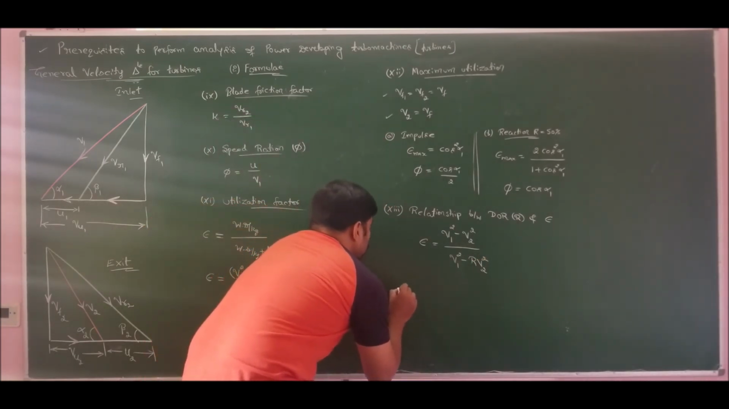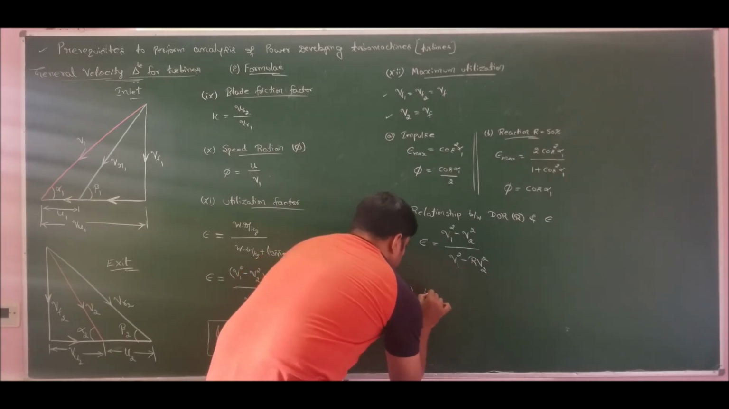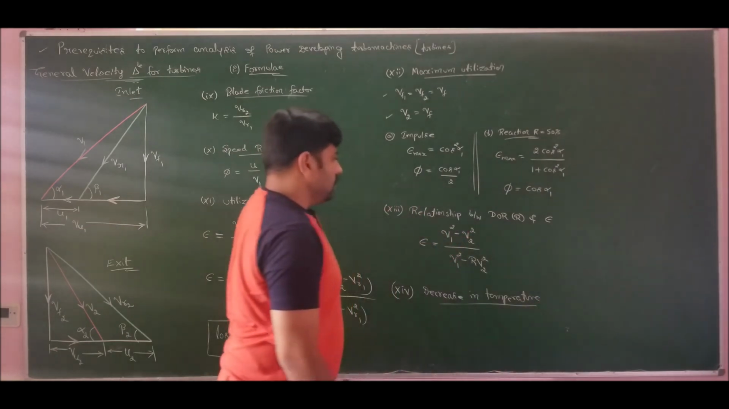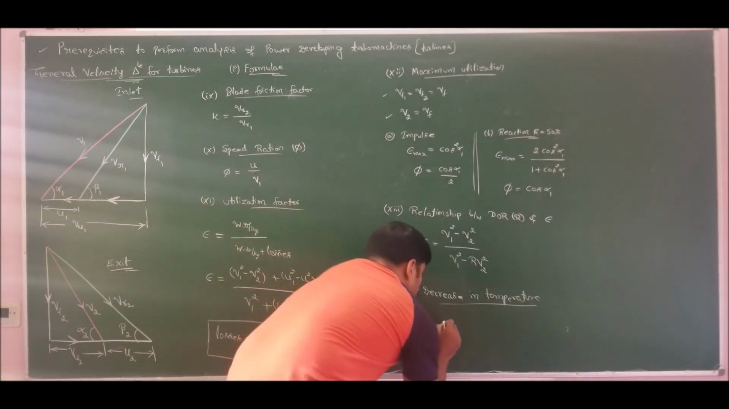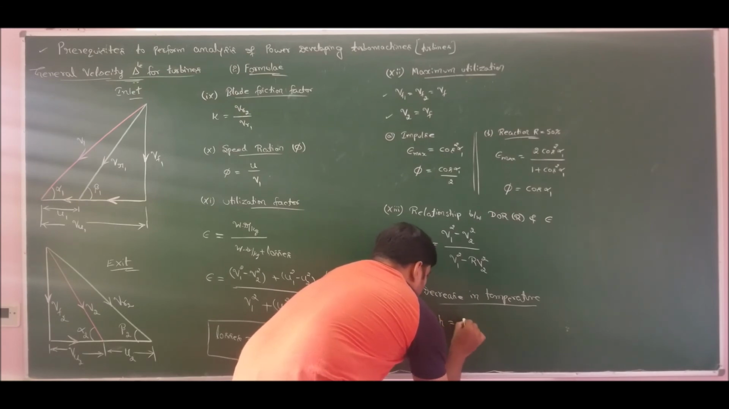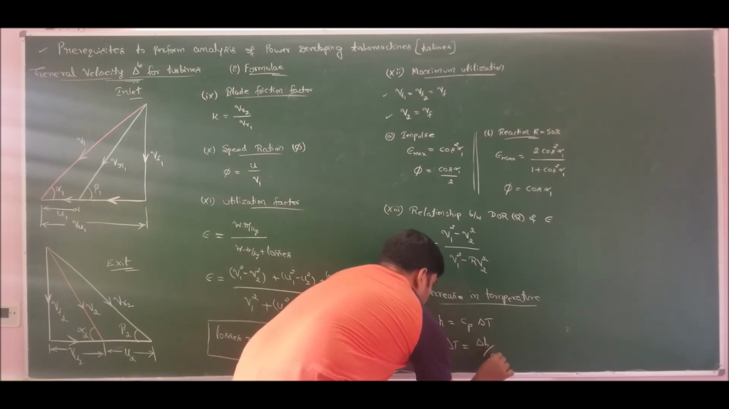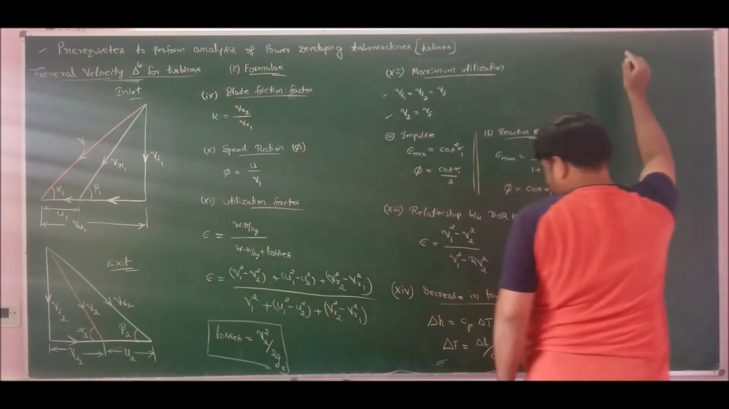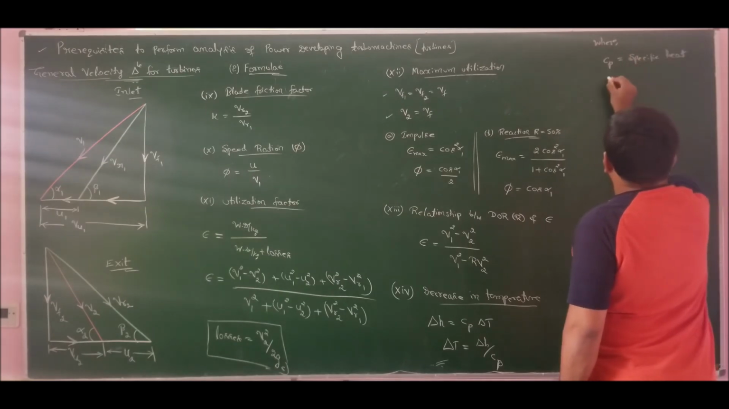Moving for case number 14, decrease in temperature, because turbine will undergo expansion. So decrease in temperature is given by, we know that change in enthalpy, that is delta H, is equal to Cp delta T. So therefore delta T is equal to delta H by Cp, where Cp is specific heat and delta H is change in enthalpy.